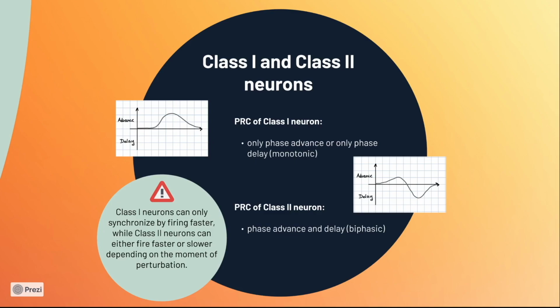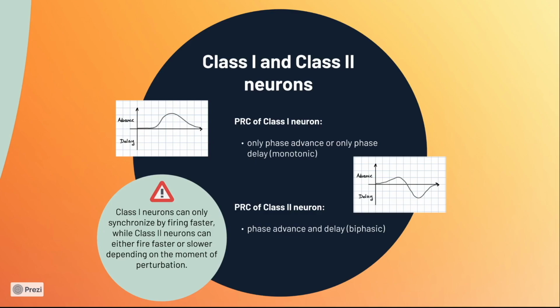In class 1 neurons, no matter at which moment the perturbation happens, the phase will always be advanced or always be delayed. This is called monotonic. In class 2 neurons, this is different. As you can see in the lower sketch, there are moments in the phase for which the perturbation results in an advance and other moments where it will result in a delay of the phase.